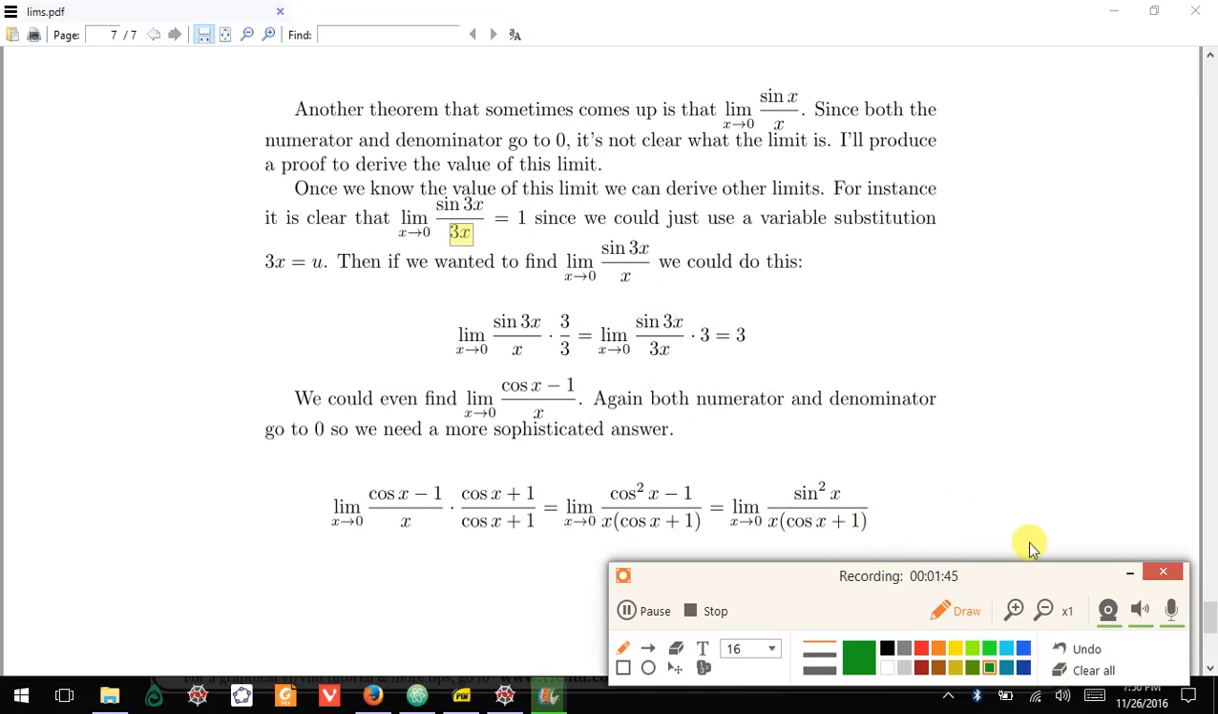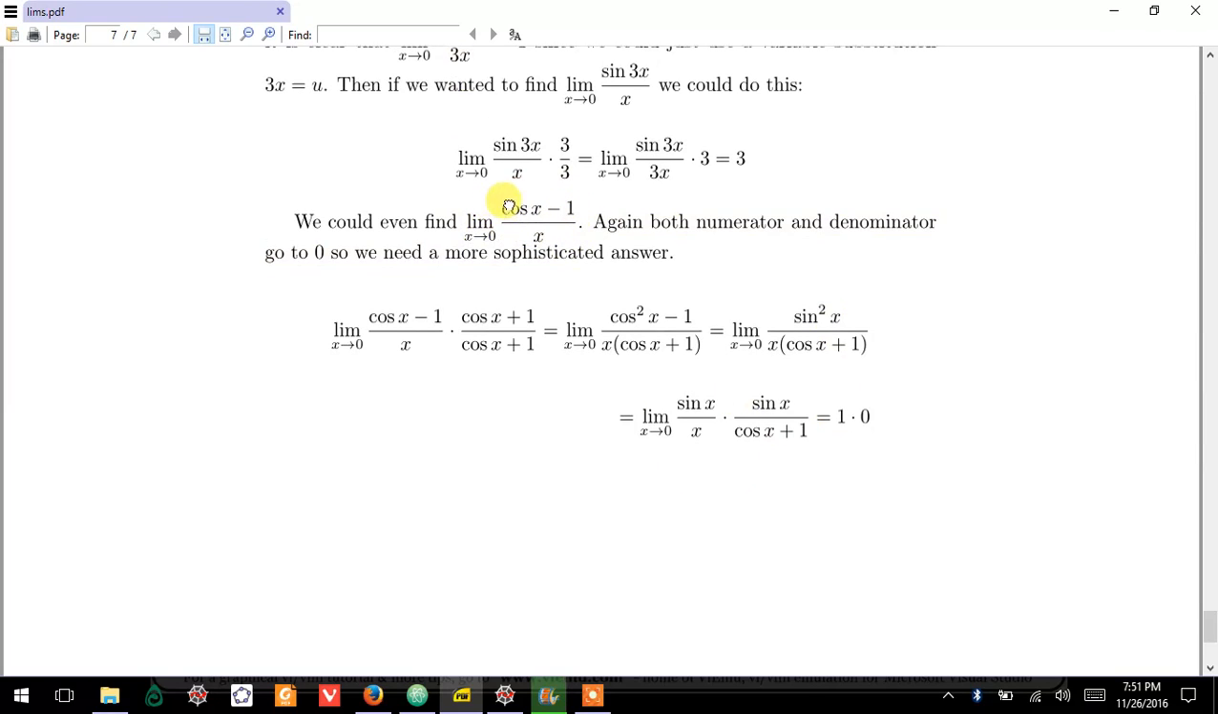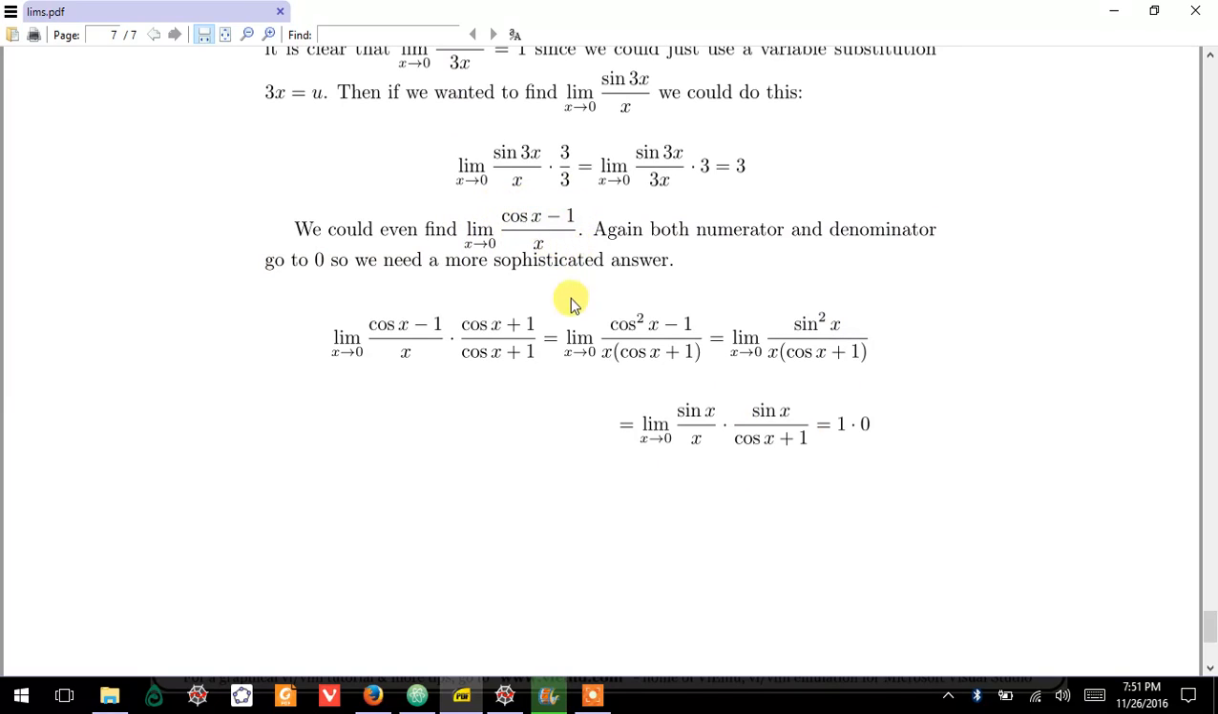Now, for a much more tricky example of how we could use this, we can also figure out the limit as x goes to 0 of cos x minus 1 over x. Notice that this is discontinuous and has the form 0 over 0, as we sometimes say. The top goes to 0 and the bottom goes to 0, so you need some kind of sophisticated method to figure out what this limit is.